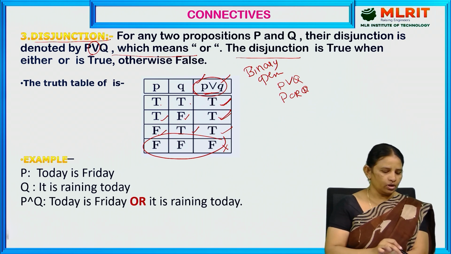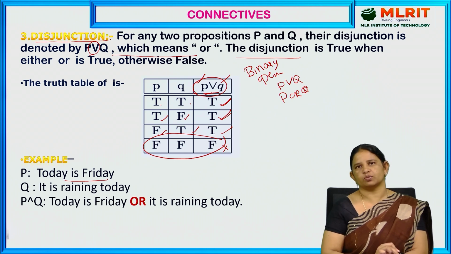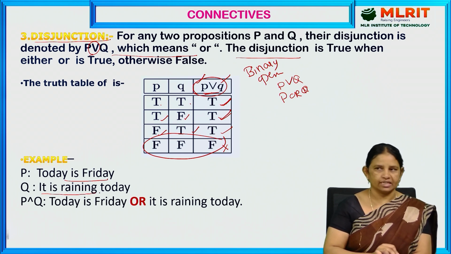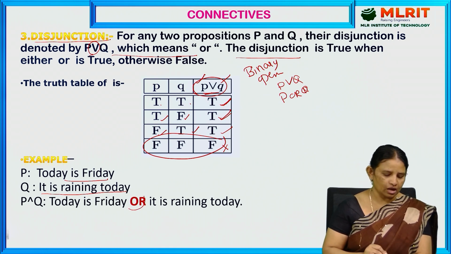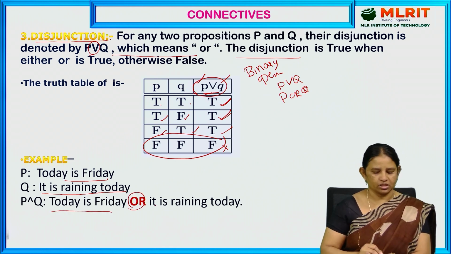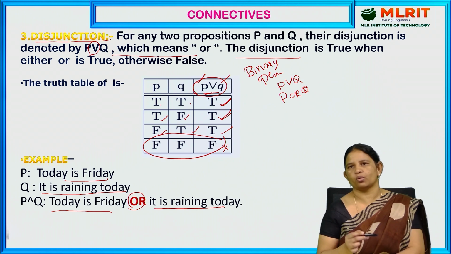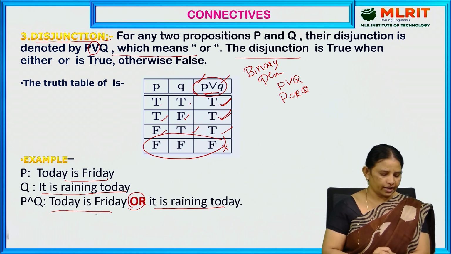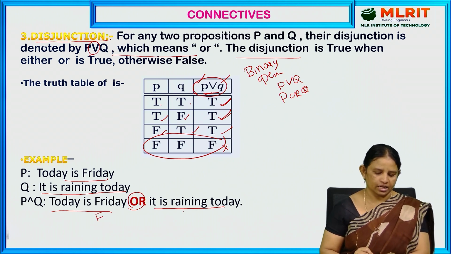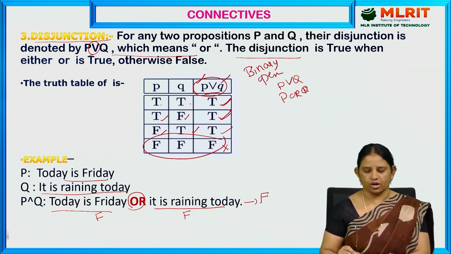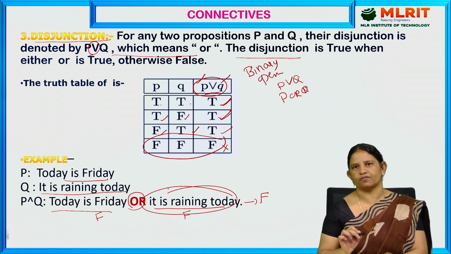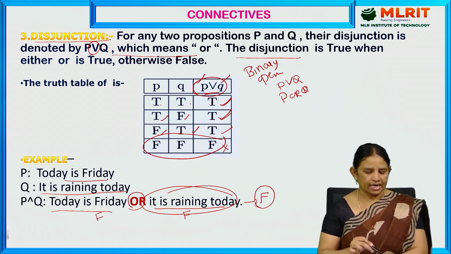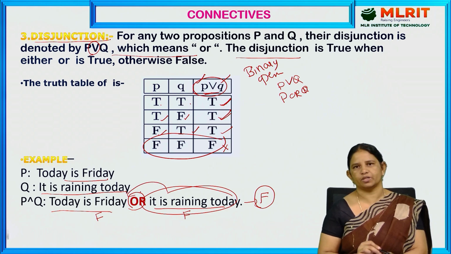Consider the example. Today is Friday; that is the first proposition. The second proposition is it is raining today. How are these two sentences connected? By using the or operator. So, depending upon the situation, we can write the conclusion as either true or false. Suppose today is Friday, condition is false. It is raining today, condition is false. What is false or false? It returns a false value. So, depending upon the situation, the conclusion may be true or false. The final conclusion depends upon the two sentences.